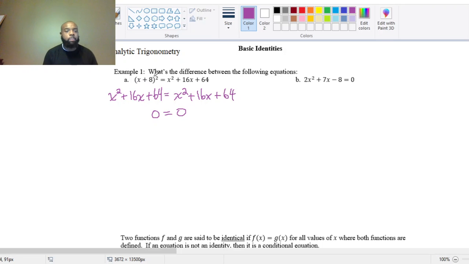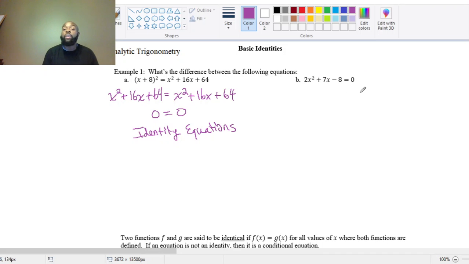So once I multiplied the x plus 8 by x plus 8, I saw that my left-hand side is identically equal to my right-hand side. We call this an identity equation. And identity equations are true for all real numbers where both expressions on both sides of your equation are equal or defined. And since this is a polynomial on each side, we say that the solution is all real numbers.